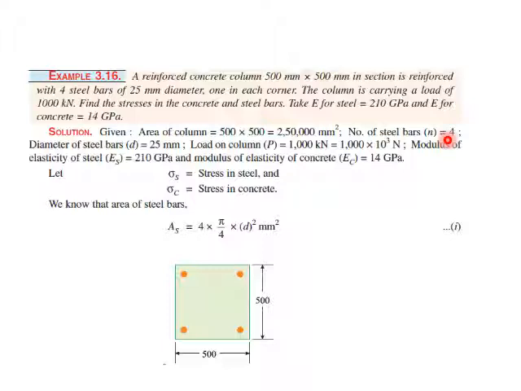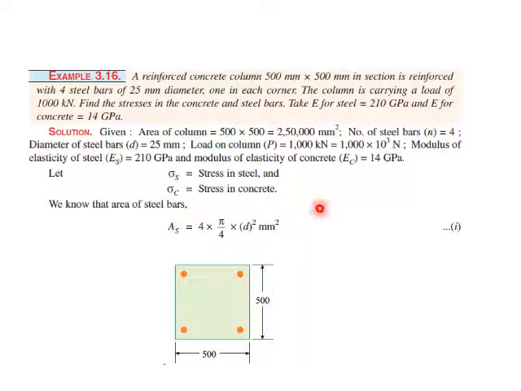So I can easily calculate the area for steel, right? You have 4 steel bars. Let's calculate the area for only one steel bar. This is a circular section. What is the area for a steel bar? Since it is circular, pi by 4 d square, where d is already given to you, 25 mm. So pi by 4 d square into the number of bars, that is into 4. That's what has been done here. AS is equal to 4 into pi by 4 d square, substitute d as 25 mm, and you will get it in mm square.